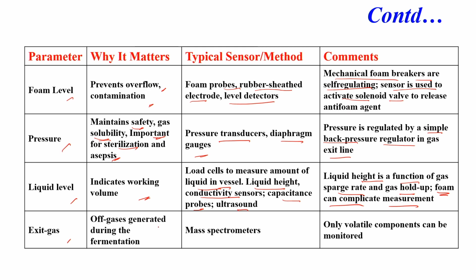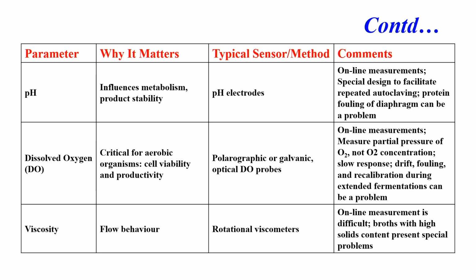Exit gas is the off gas generated during the bioprocessing. Typically mass spectrometers are used, and here the issue is that only volatile components can be monitored using this technique. Now, see a few chemical parameters like pH, dissolved oxygen, viscosity. pH is very important, it influences any biochemical reaction. It influences metabolism, it influences the stability of your product, and the most common sensor is the pH electrode.